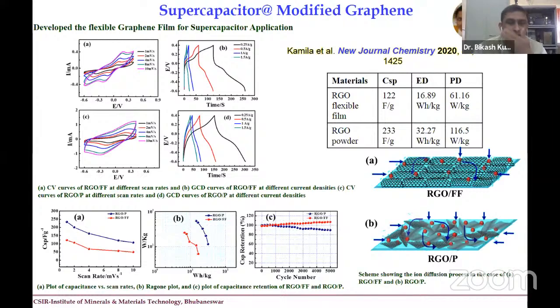So then we checked, and we were able to get a value of up to 33 farad per gram. But still we are not happy. This work we published in the Journal of Chemistry.